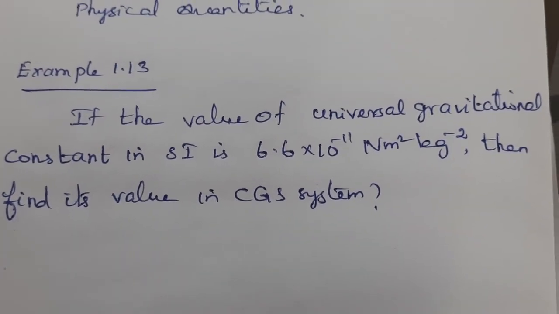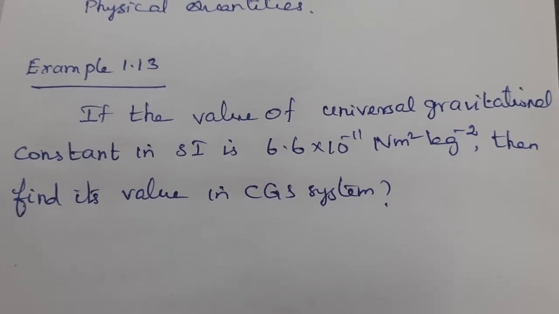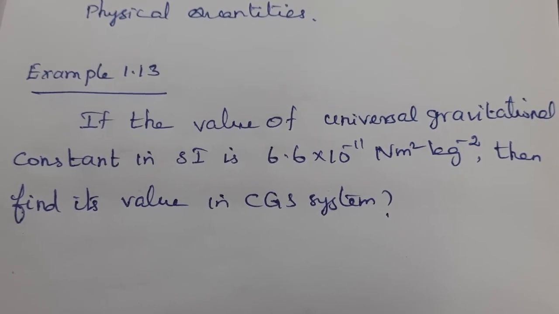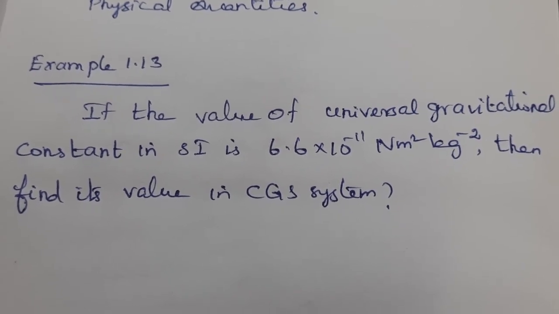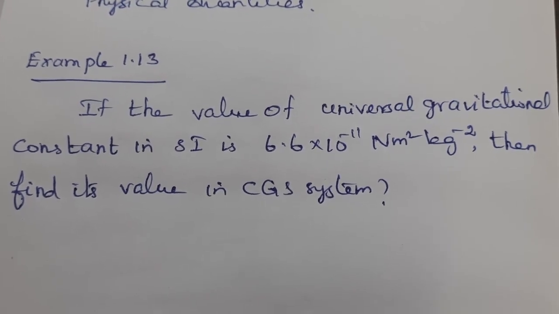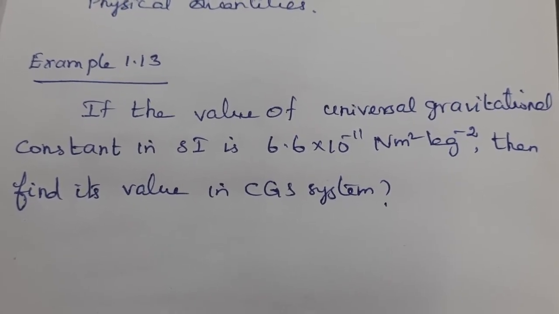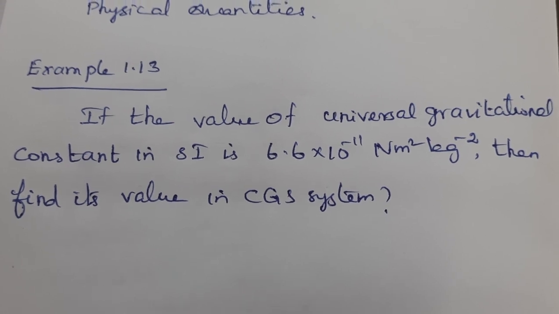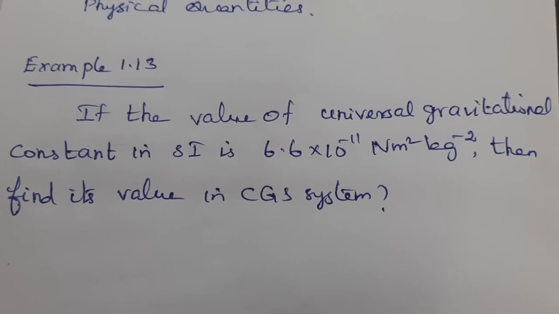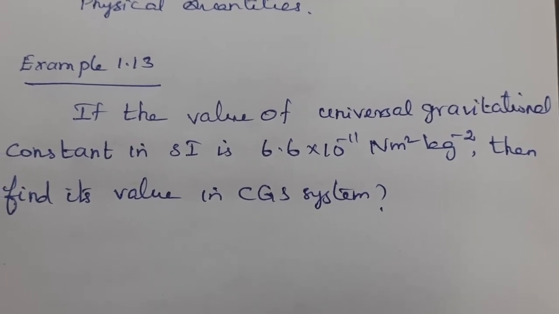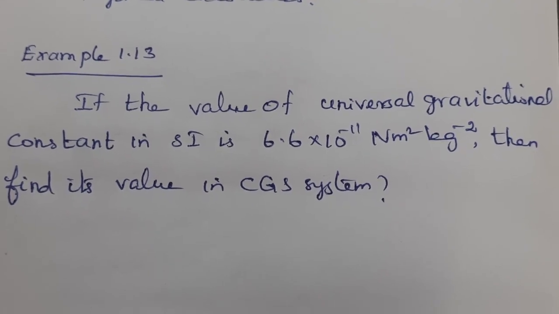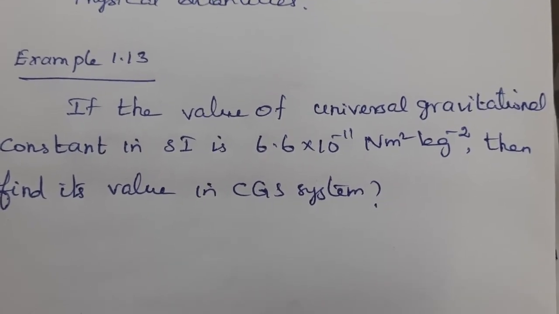In yesterday's class, you have learned about the first use with an example. That is example 1.12. Convert 76 cm of mercury pressure into Newton meter raised to minus 2 using the method of dimensions. It was a very important question. Similar to that problem, the second problem we can discuss today.